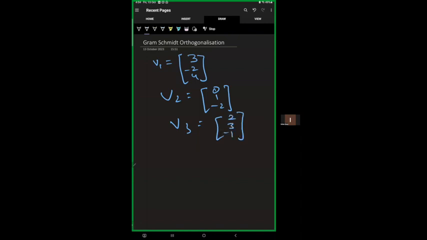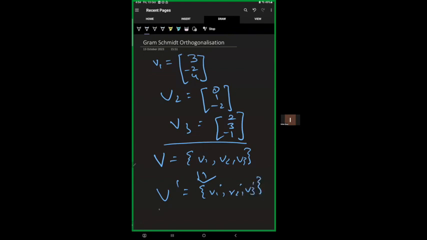This is a set of vectors v equal to v1, v2, v3, which we need to orthogonalize to a system v dash equal to v1 dash, v2 dash, v3 dash, which is orthogonal, and a system v double dash, which is v1 double dash, v2 double dash, v3 double dash, where this system is orthonormal.